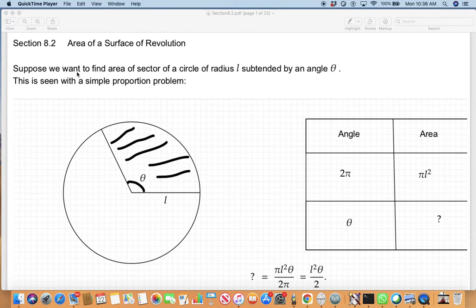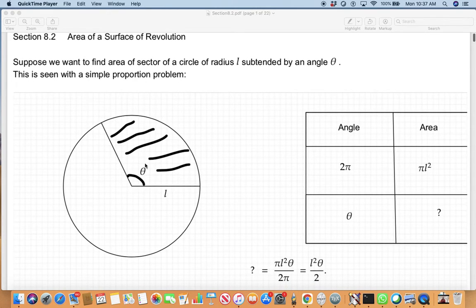topics. Suppose we want to find the area of a sector of a circle. A sector is this region subtended by a certain angle. So, my circle has radius L and I'm looking at a sector subtended by angle theta. Okay, how do I find this area?